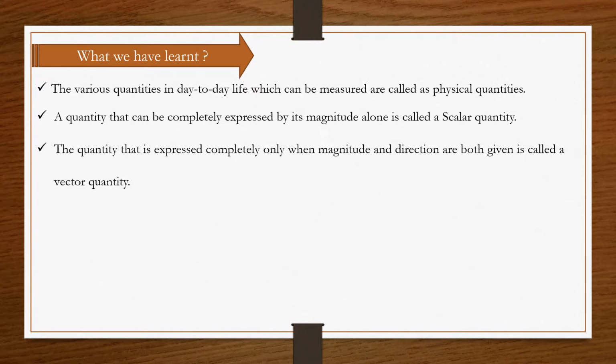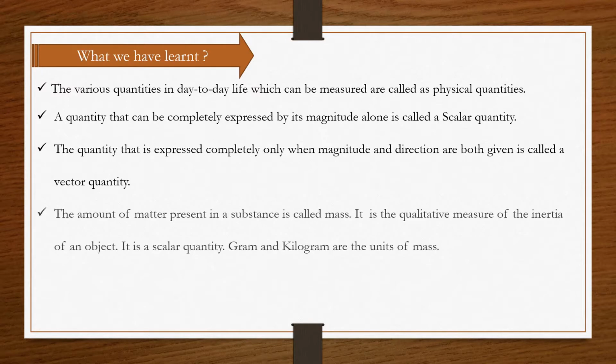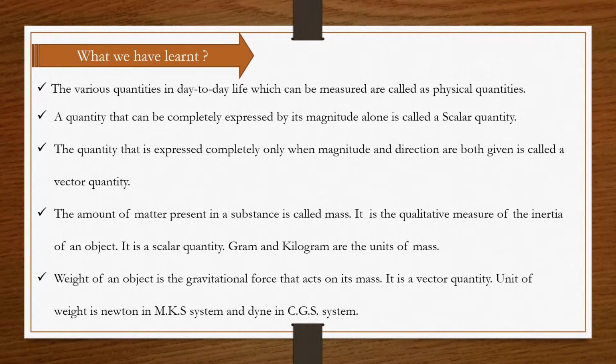The amount of matter present in a substance is called mass. It is a quantitative measure of the inertia of an object, and it is also a scalar quantity. Gram and kilogram are the units of mass. Then we studied about weight. Weight of an object is the gravitational force that acts on its mass. It is a vector quantity, and the unit of weight is Newton in the MKS system and dyne in the CGS system.